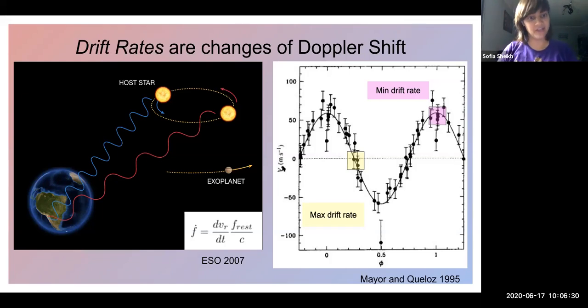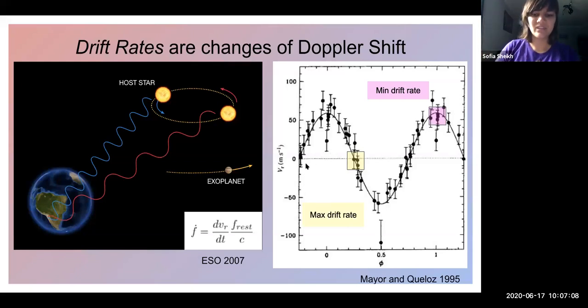So this is the radial velocity looking at a star with an exoplanet system. This is actually a plot from what many people consider the first exoplanet discovery paper. And as the exoplanet orbits, you see this nice sine curve in the radial velocities over time as the host star goes towards and then away from the Earth as a reflex motion from its planet. So what I'm looking at is the time derivative of that radial velocity signal. So how quickly is the signal drifting?